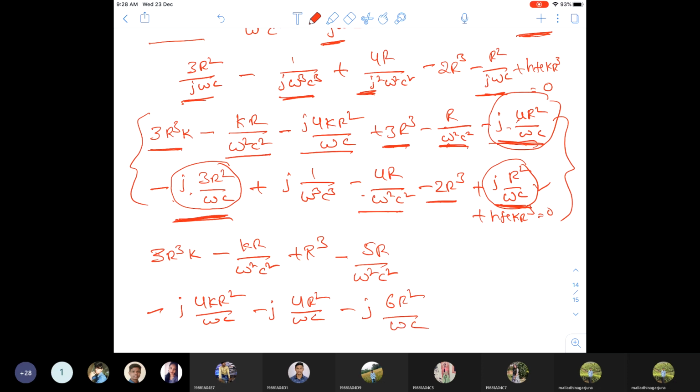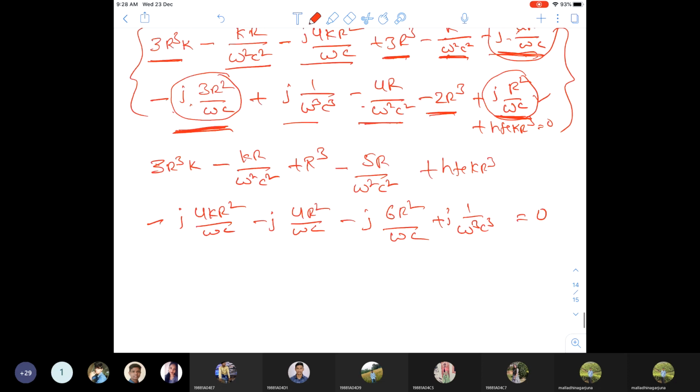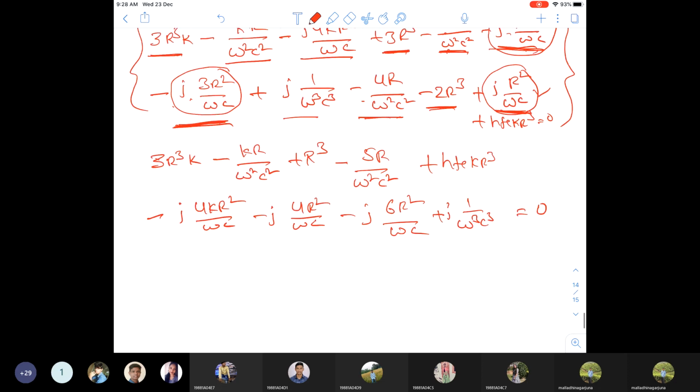Next, this is imaginary: plus j into 1 by omega cube c cube, and that is over. Plus hfe kr cube is real, so equal to 0. Okay, so this is the simplified equation. Any queries in this? Understood? Any doubts?